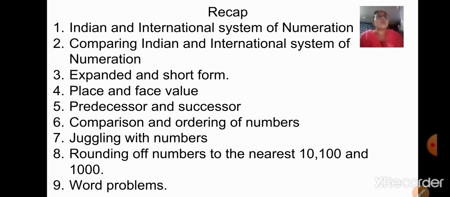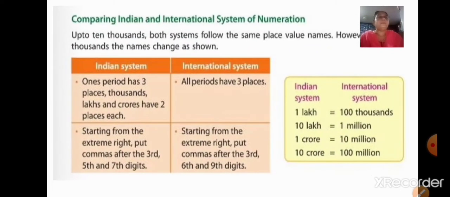Let us take a quick recap of all the topics. Now, comparing Indian and international system of numeration, we have learned that up to 10,000 both systems follow the same place value names. However, for the thousands, the names change as shown.